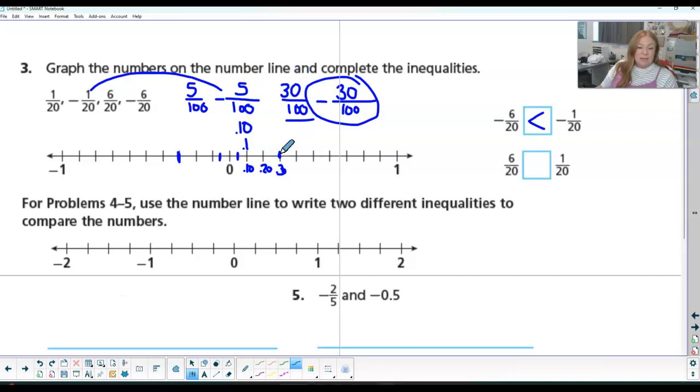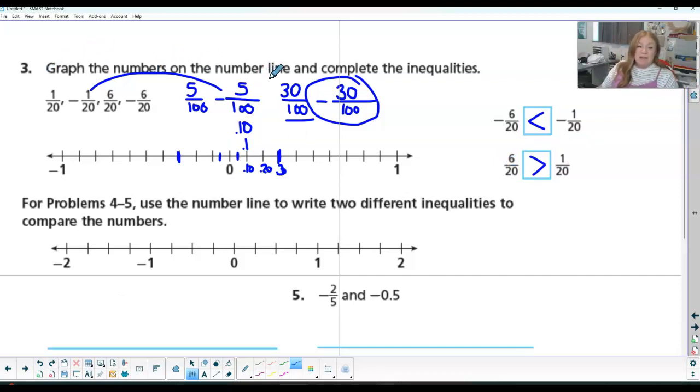Here's 6/20, so the largest one. And then the other positive one is pretty close to 0. So 6/20 is greater than 1/20. You have a candy bar broken up into 10 pieces. I'd rather have 6 of those pieces because it's my favorite than just one of those same size pieces.